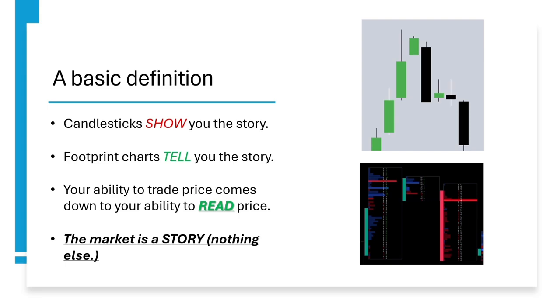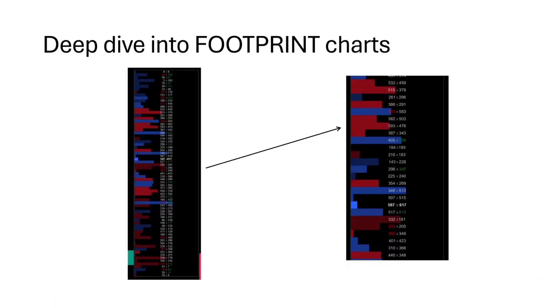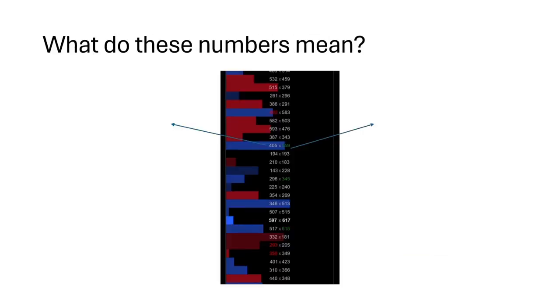So your ability to trade will only come down to your ability to read price, not see price, not predict price, not think you're reacting to it, not using common concepts, right? None of these things work, because the market is a story and nothing else. And the good thing with this story is that it's not a complicated story because there's only two main characters. Well, there's a few main characters, right? There's 4 in total. We're going to be discovering the first 2.